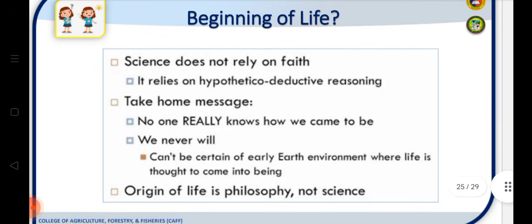Beginning of life. So it says here that science does not rely on faith, and the origin of life is philosophy and not science. So let us discuss this one. What exactly is science, right? In the previous meeting we mentioned that science is a systematic study of a natural phenomenon, or a systematic study of the natural world. So, meaning science is a method for understanding the natural world, not a belief system.